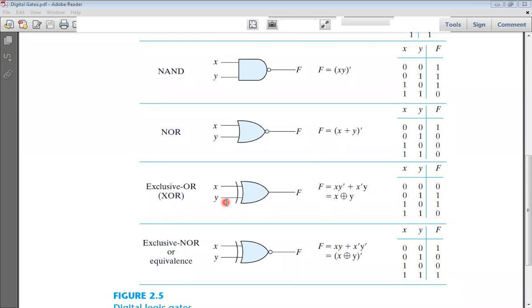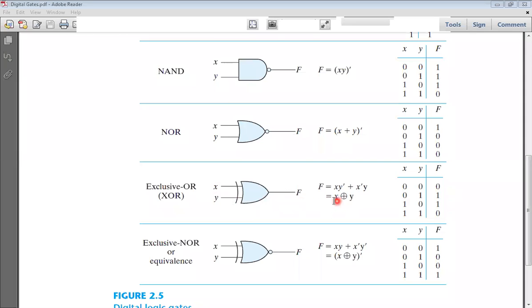If inputs are the same, then it produces a low output. Low means 0 output. If inputs are different, like if one is 0 and the other is 1, or if x is 1 and y is 0, then the output is 1, or high. That is what the exclusive OR gate is.